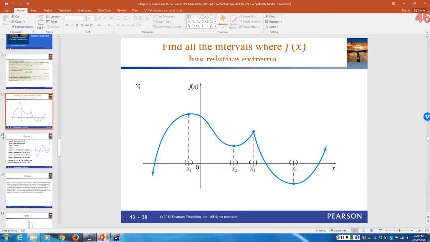Is there an absolute maximum or minimum for this function? Think carefully. Over all of negative infinity to infinity, does this function have an absolute maximum point or an absolute minimum point? No, why not? It's continuing to go up. Its end behavior is to positive infinity as you go to positive infinity in the domain, and it's negative infinity as you go to negative infinity in the domain. Okay?